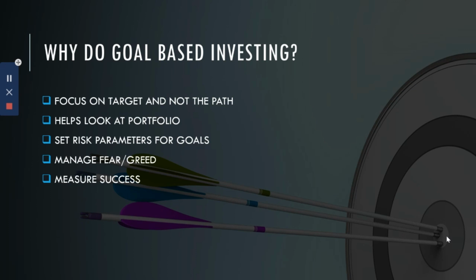Right. Similarly, it helps us set risk parameters for the goals, right? So some goals, as we discussed last time, are non-negotiables, which have to be met. And some goals are negotiable. So basis that we can have different risk parameters for each goal. If my goal is to save for my child's education, then depending on how much time is left for the goal, I will decide what risk I can take on what I'm investing and how I'm investing for that.